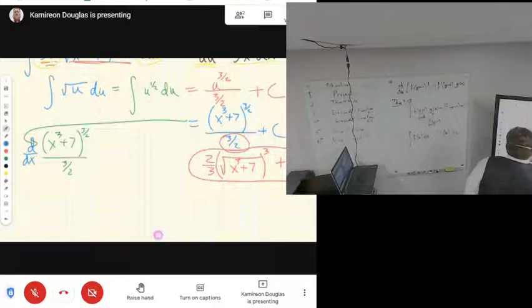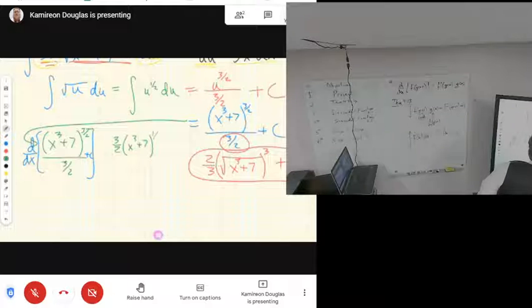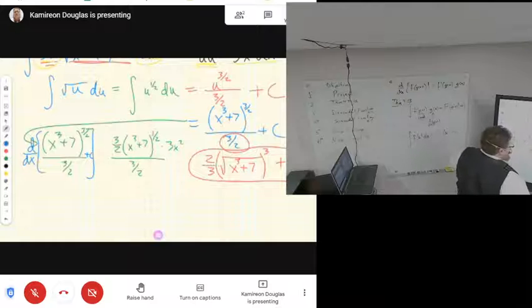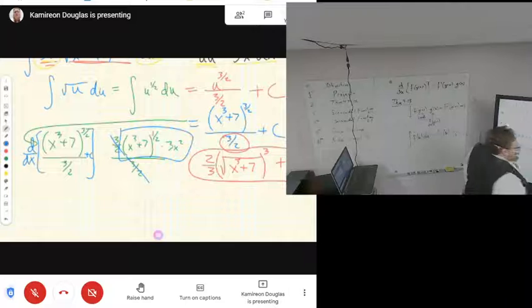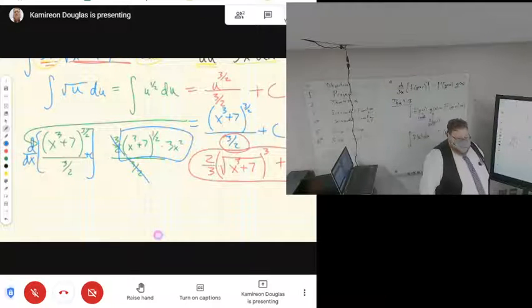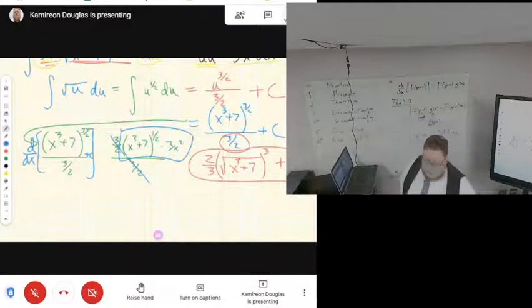Well, we would take this function, you'd multiply by the power, so 3 halves move up front, subtract 1 from the power, and then times by the derivative of the inside. The derivative of the inside would be 3x squared. From here, 3x and 3x cancel, and this is my original function. So the fundamental theorem of calculus holds. They are in fact opposites.